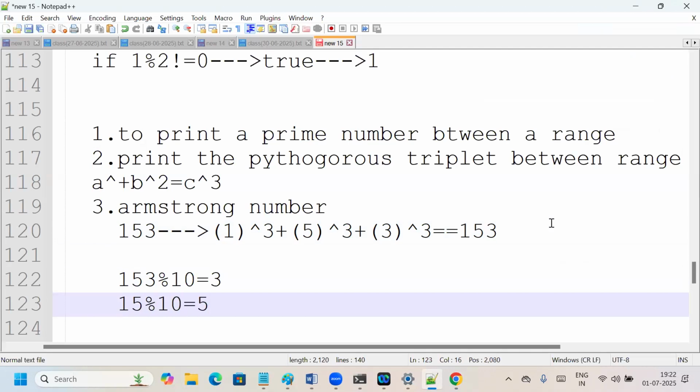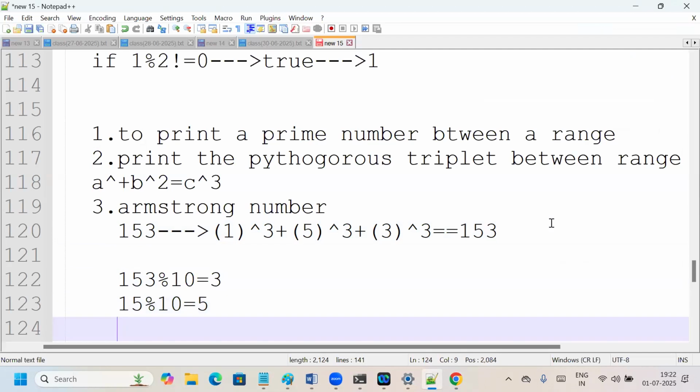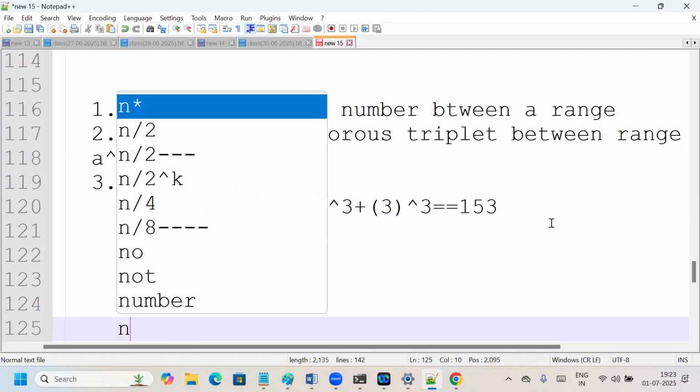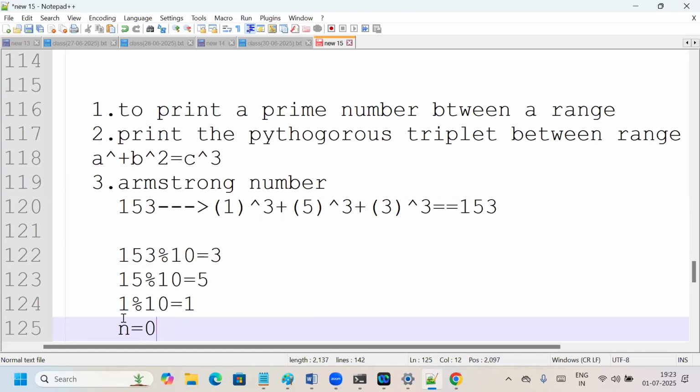5. Take the cube of 5. Again divide the number by 10. You are getting here 1. 1 mod 10. What's the answer? 1. So take the cube of 1. Right? Then n will become 0. So up to n is greater than 0, you have to do this kind of thing. So tell me how to code it. Logic भी मैंने बता दिया.